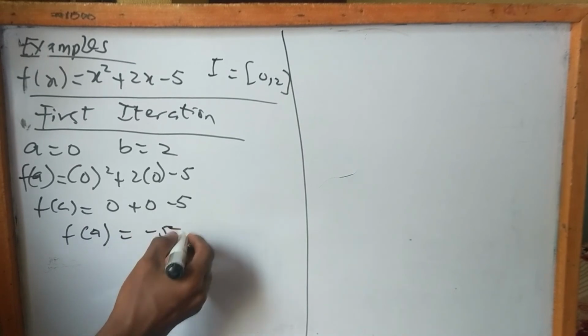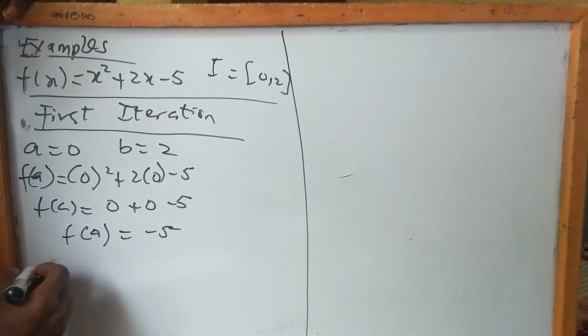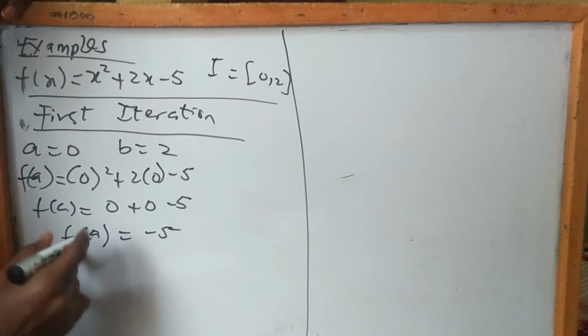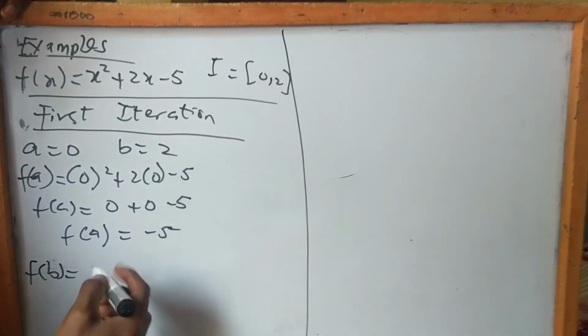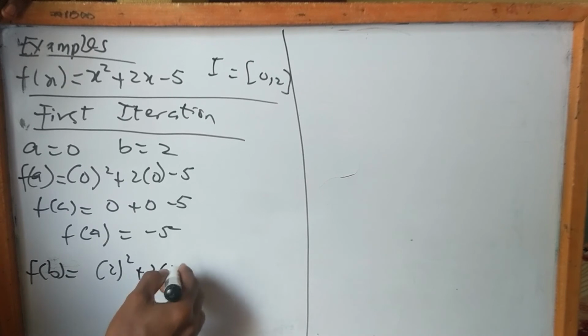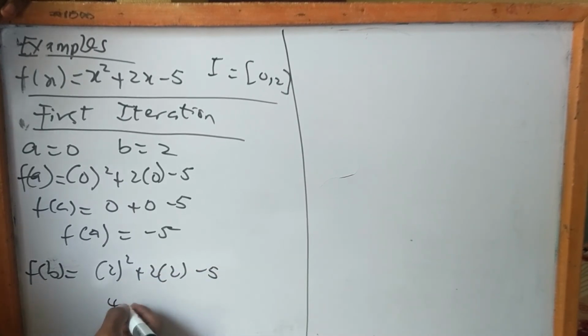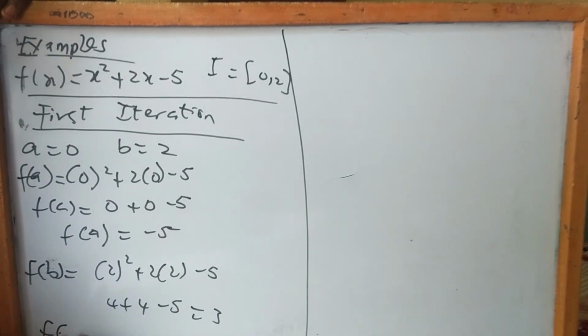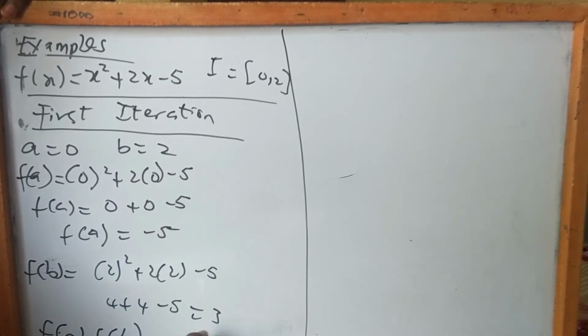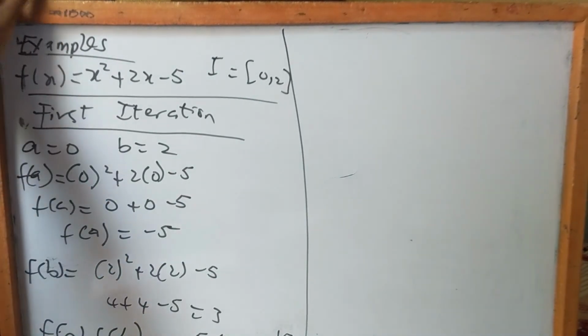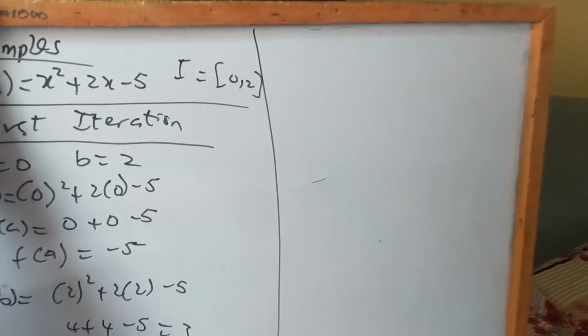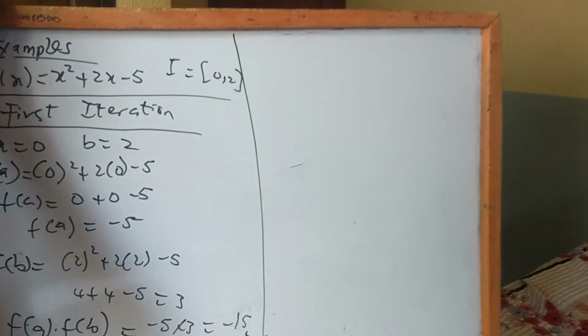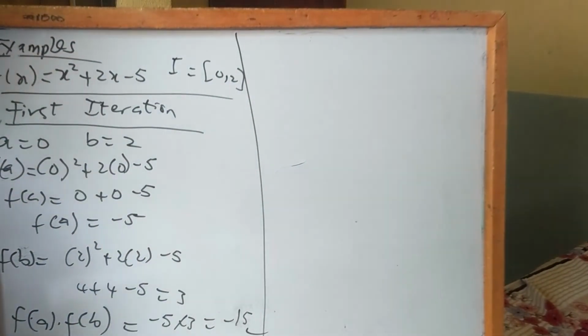We're going to solve for f of b very quickly now. The same way, f of b is going to be, substitute 2 into the function given. 2 squared plus 2 times 2 minus 5: 4 plus 4 minus 5, which is 8 minus 5, so 3. So we found f of a and f of b, and let's find f of a times f of b to see if this satisfies the condition for the IVT. We notice that f of a times f of b is less than 0 because minus 5 times 3 is minus 15, which is a negative number, less than 0. That means very good, the interval is correct, and we are good to go.